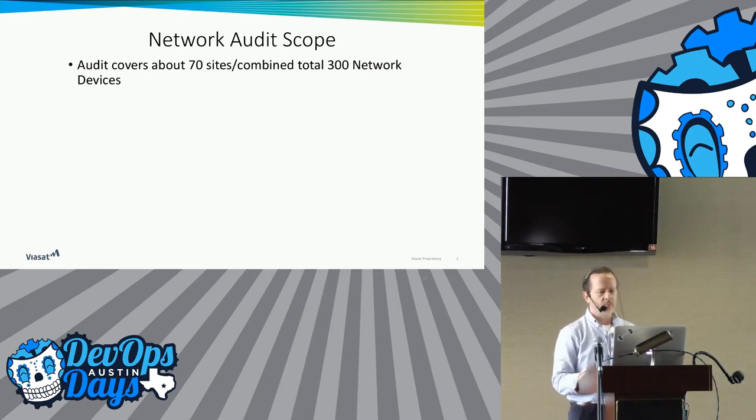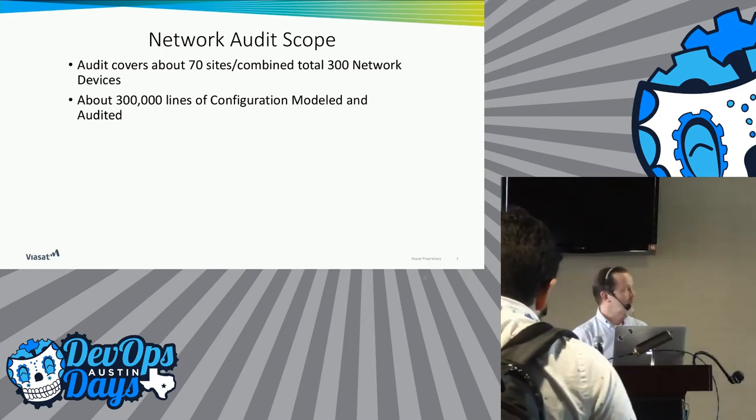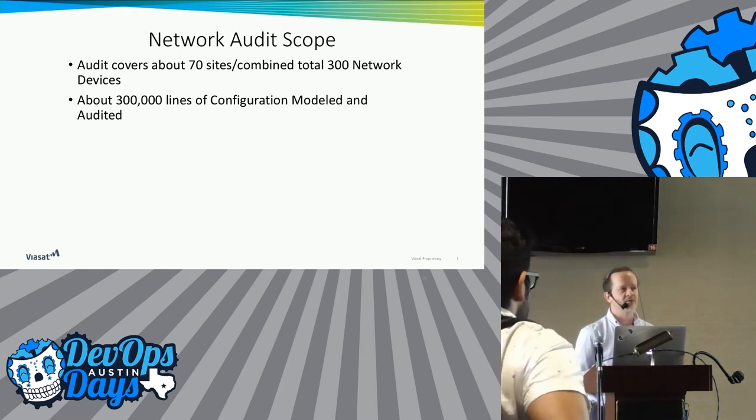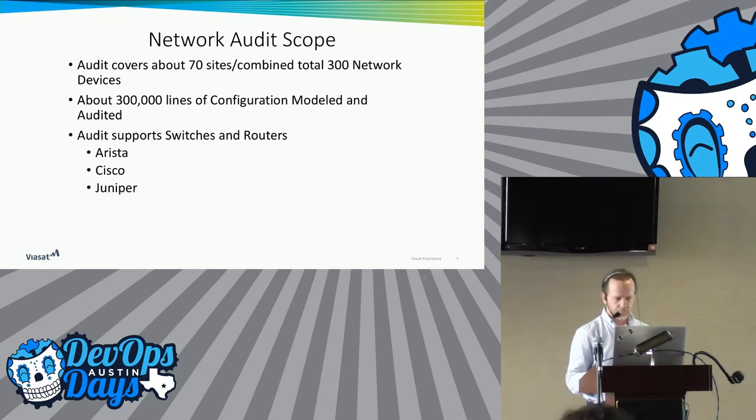In terms of the scope, this network audit tool is used to identify any configuration variance from an expected configuration. The tool right now is used to audit about 70 sites with a combined total of about 300 network devices. There's about 300,000 lines of config that we've modeled and that we audit. The audit supports the big vendors, Arista, Cisco, Juniper.